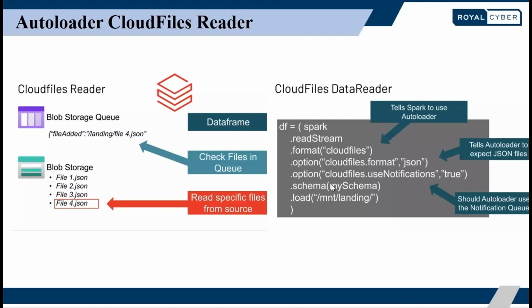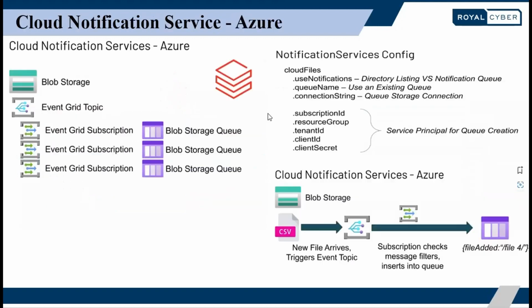At the same time, we can use cloudFiles.useNotifications. This command can be used for Autoloader to use the cloud notification service. So this is a simple declaration, and this data frame will be treated as an Autoloader data frame.